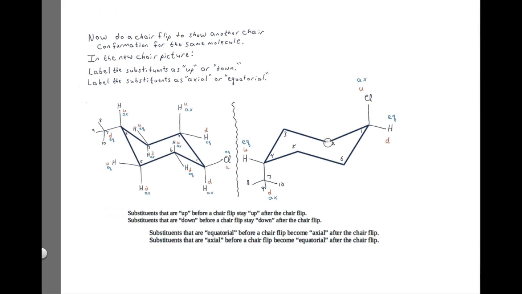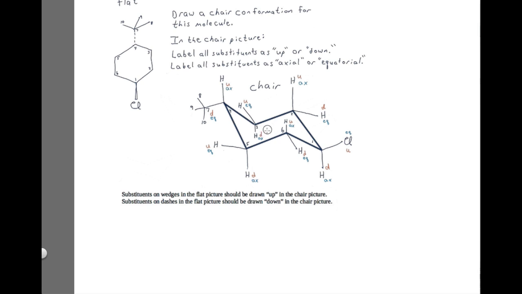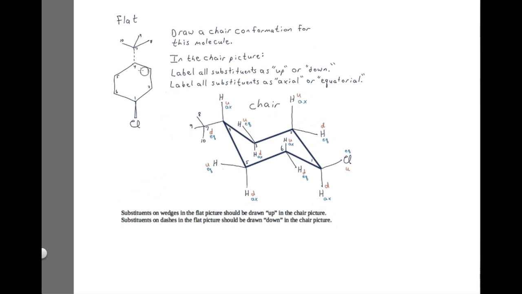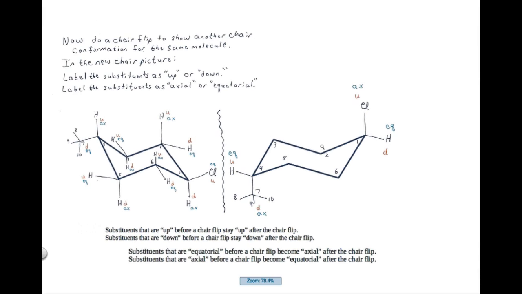It would be useless to number this picture unless I was trying to number consistently with the flat picture. So it would be useless to start using all new numbers in the chair picture. If I numbered these carbons 1 through 10, it would be useless to start using numbers 11 through 20 in the chair picture. Number all your pictures consistently. That's when the numbers are useful.